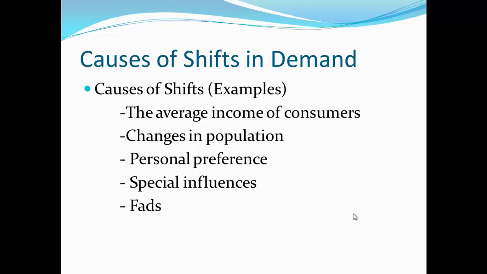What are some of the reasons that a curve would actually shift? Well, it could be the income of consumers. Maybe people got a raise. Maybe they're making more money, and so their demand for a particular product has increased due to making more money. Maybe it's because of change in population. Maybe people moved to a certain area and now they're demanding more of a certain product.